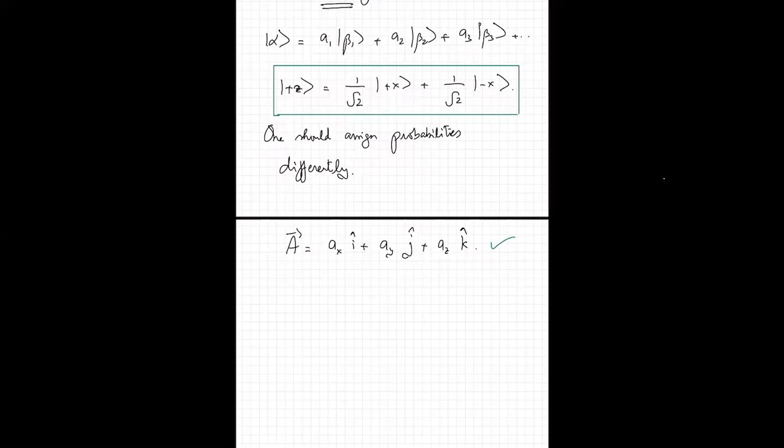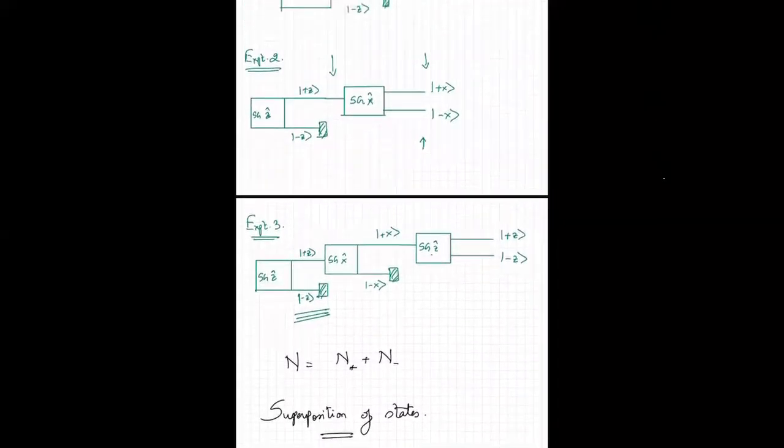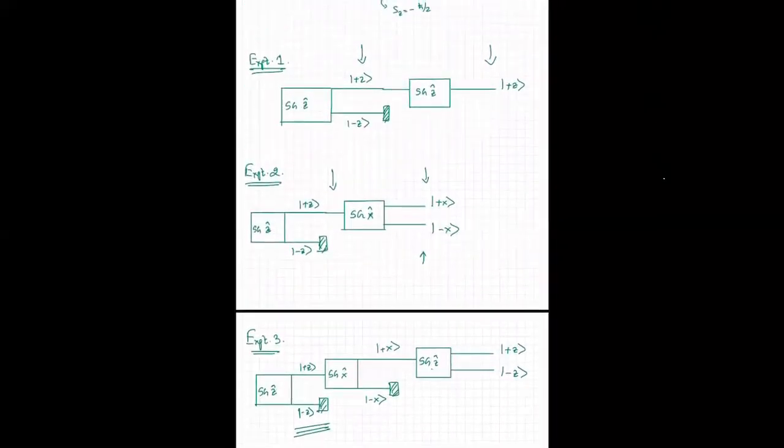In experiment number 1, instead of feeding the beam through SG plus, what if I feed the beam through SG minus Z? Again, I am not feeding the beam through SG plus Z or minus Z. I am simply feeding it through an experiment in the Z direction. So if I feed the plus Z beam through a Stern-Gerlach experiment in the Z direction, I will only get the plus Z beam back again in experiment number 1.